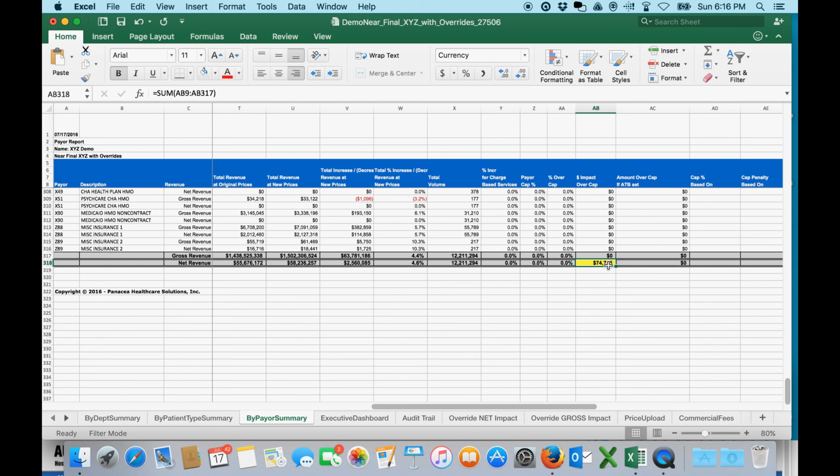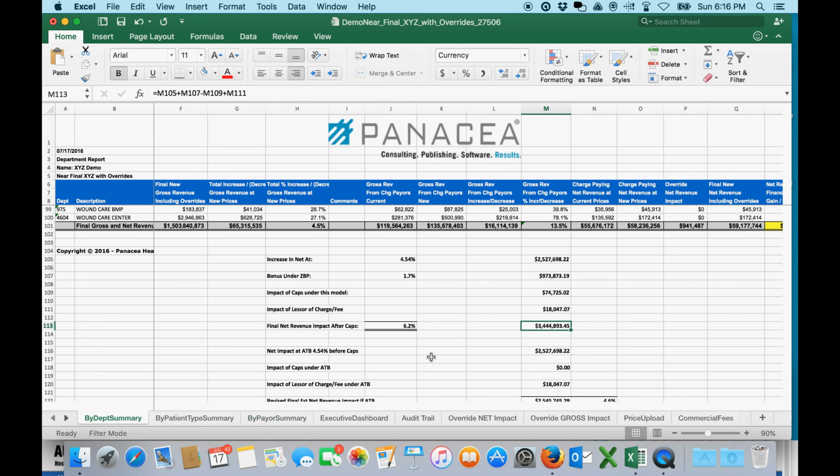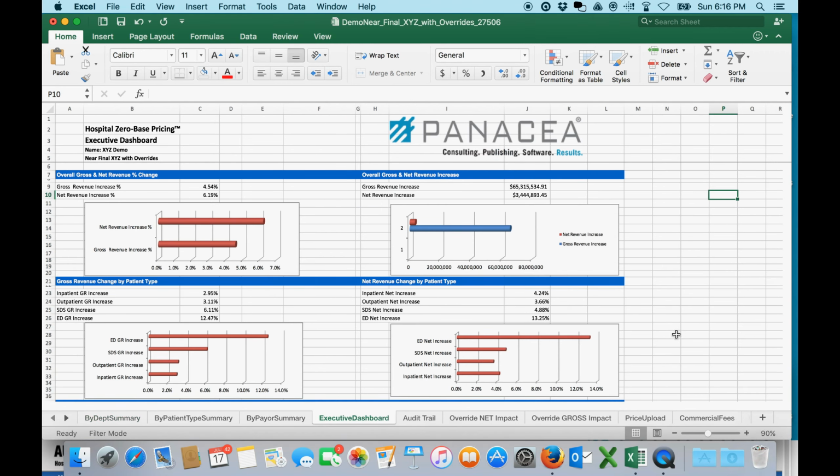But that 74,000 is a drop in the bucket compared to some of the other benefits we're seeing here in the model. And it is good to try to get as close to the cap as possible. So being slightly over and being at risk for 74,000 is not really a problem. We have a dashboard report for presentation purposes.